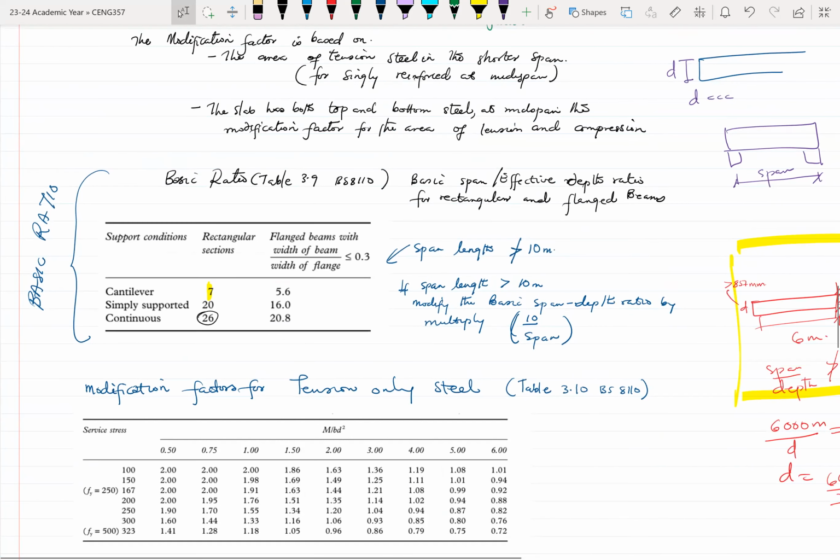We quickly go to table 3.9, find the ratio. We know the span. We divide the span by the ratio, and then we find the minimum effective depth.